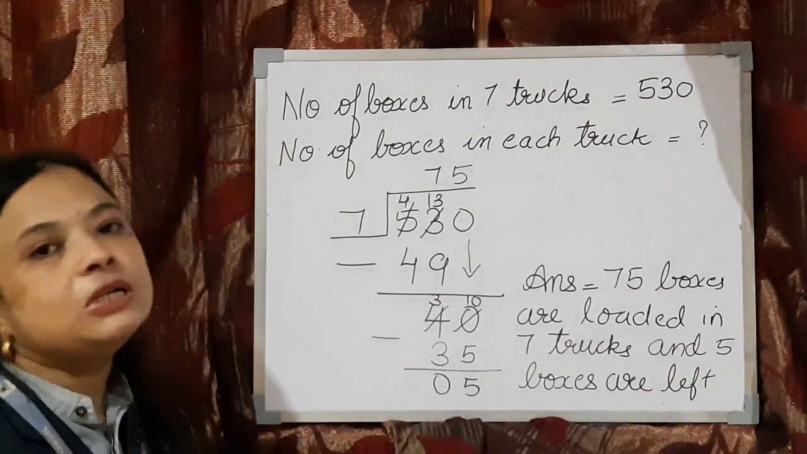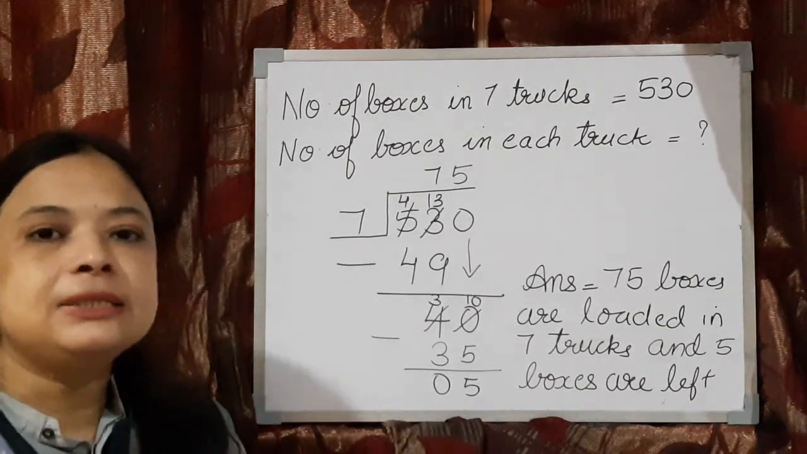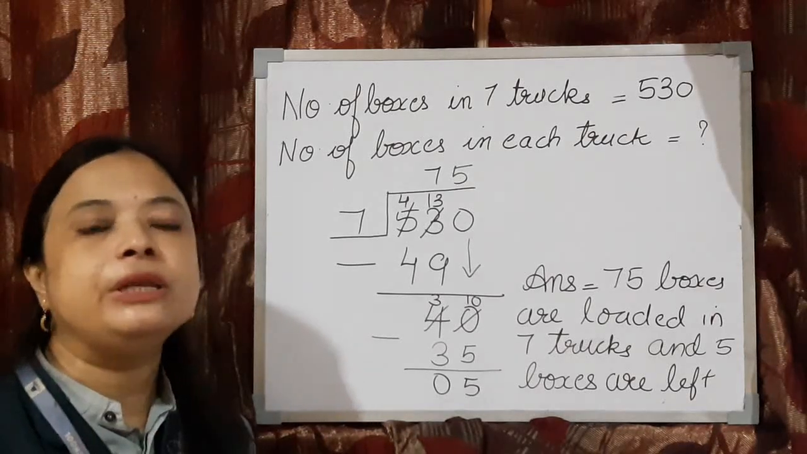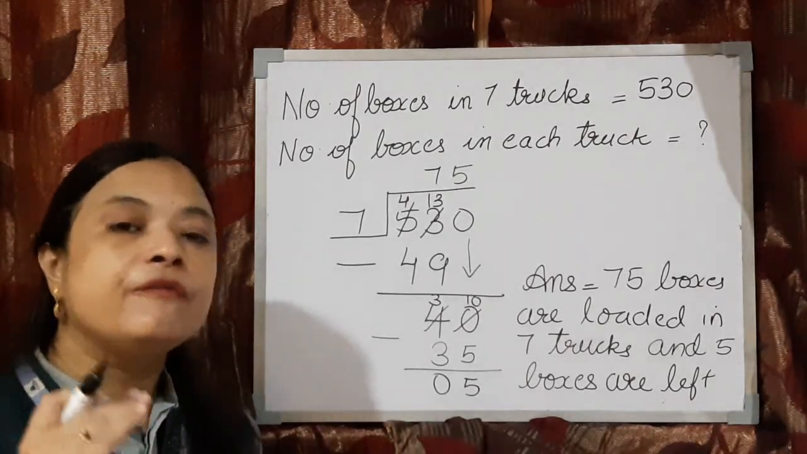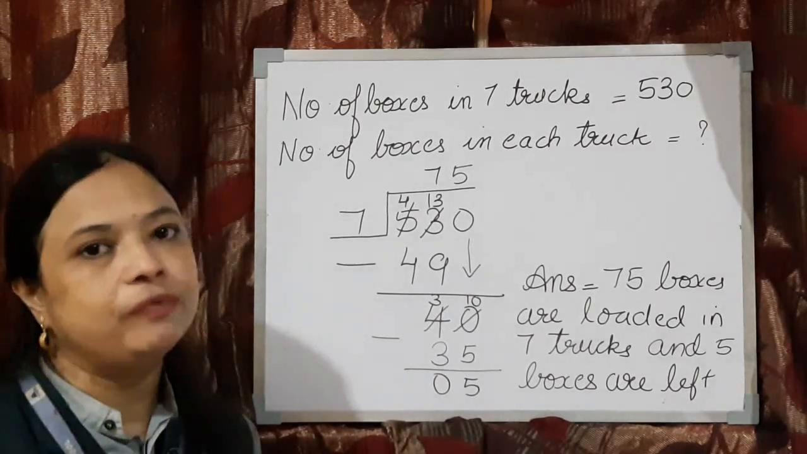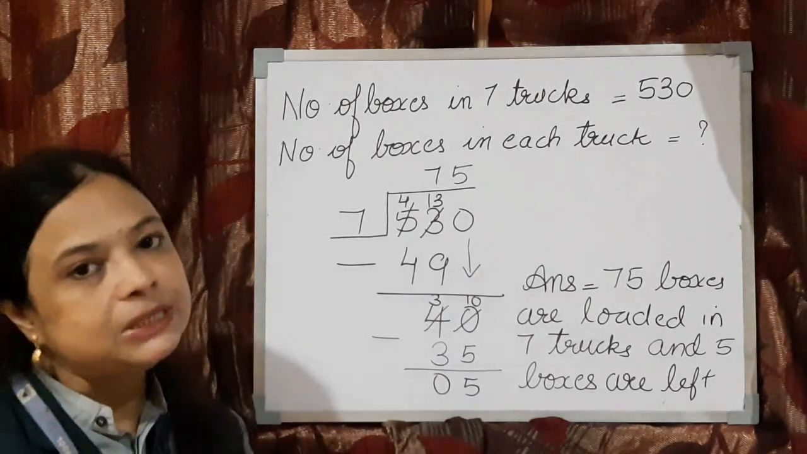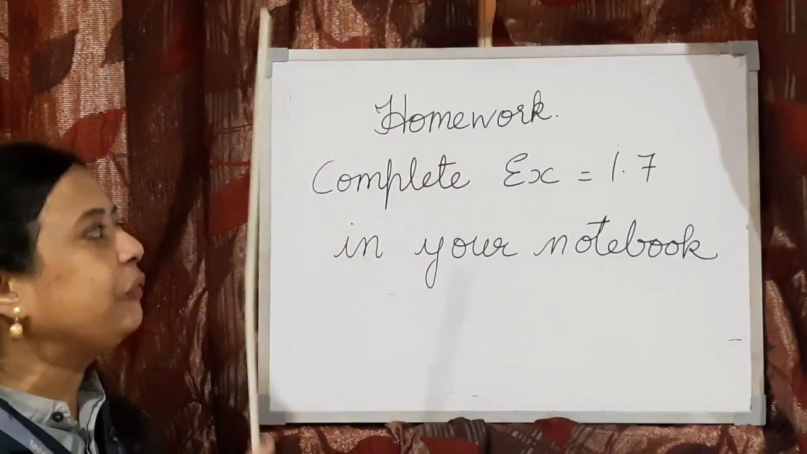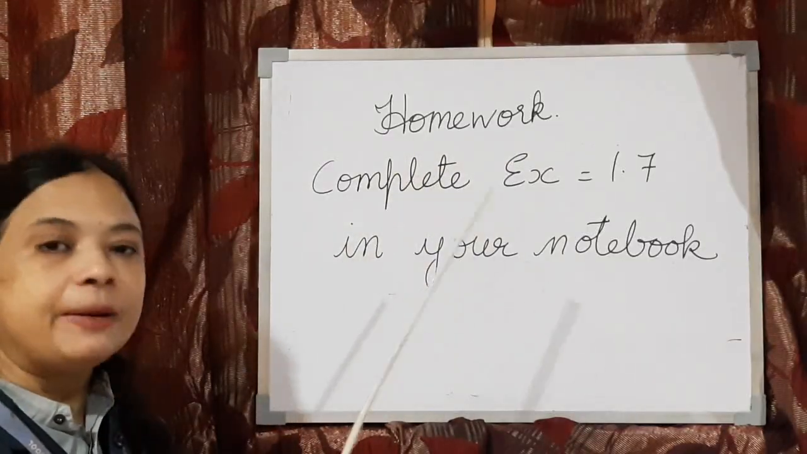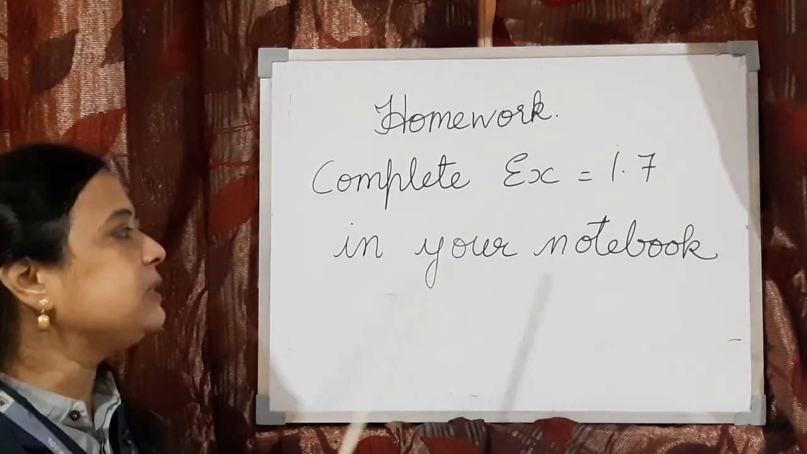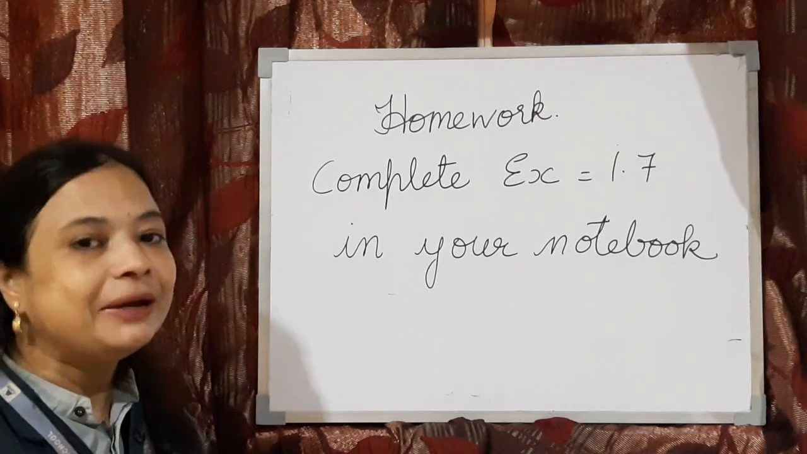Okay children, so you will practice the sum. All the sums which I had shown you, that also you will do in your notebook, and the sums which are for your practice, for the sums which you have to do, that also you will do in your notebook. Okay children. So children, your homework will be, you have to complete exercise number 1.7 which is given in your Canopy book. You will see the sums and you will complete those sums in your notebook.